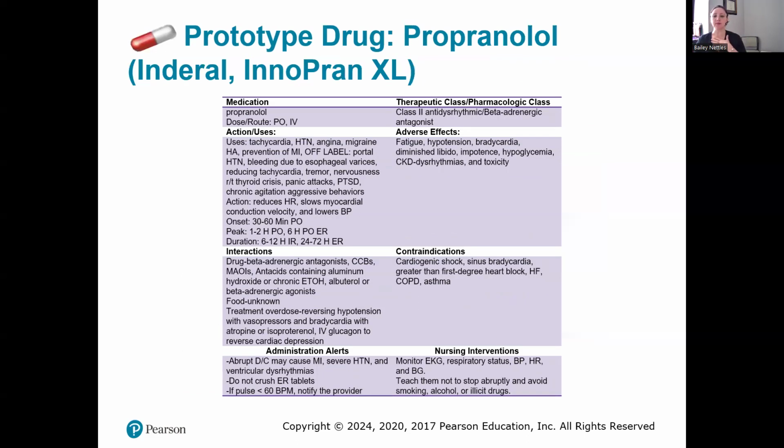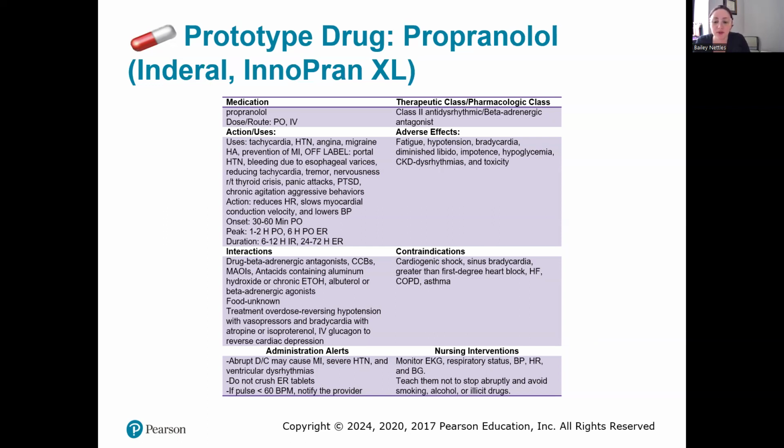All right, so then we have propranolol. This is a class 2, our beta adrenergic antagonists. We've talked about beta blockers for 3 semesters, and if you don't know them by now, we've got a problem. I'm not going to go over what they're for. They reduce your heart rate. They slow the myocardial conduction velocity, so they tell your heart to slow the heck down, and they lower your blood pressure, as we know. Side effects: fatigue, hypotension, bradycardia.